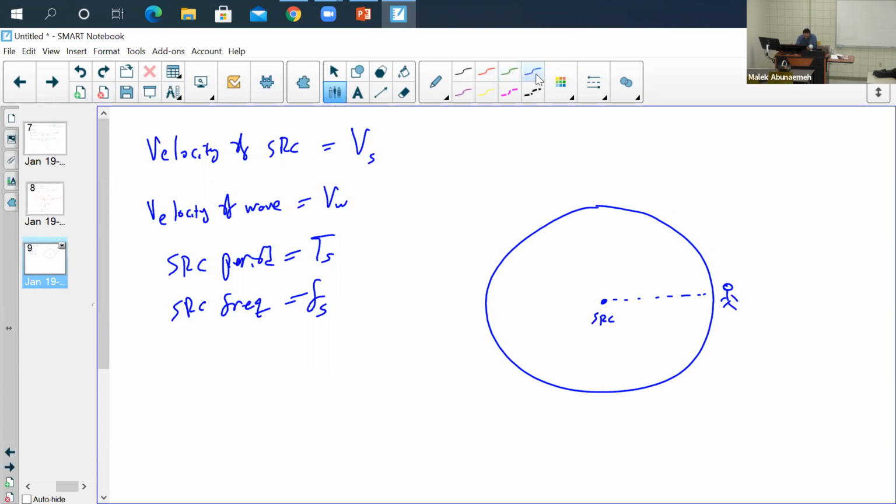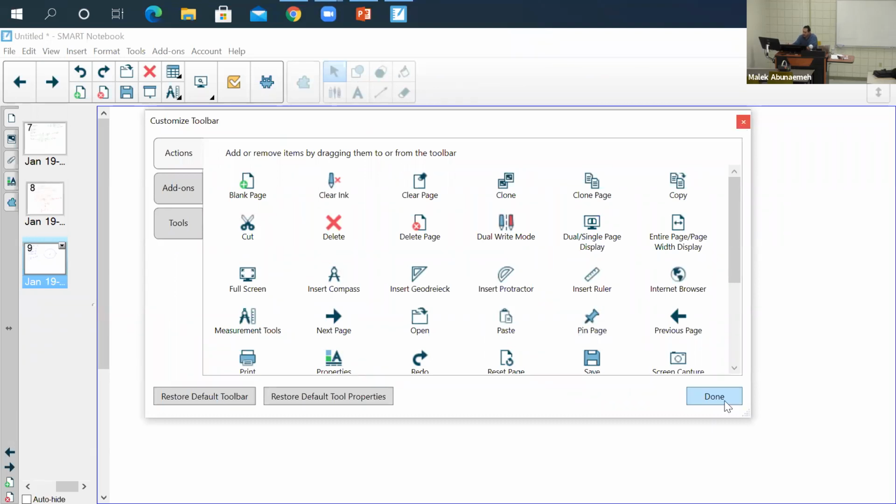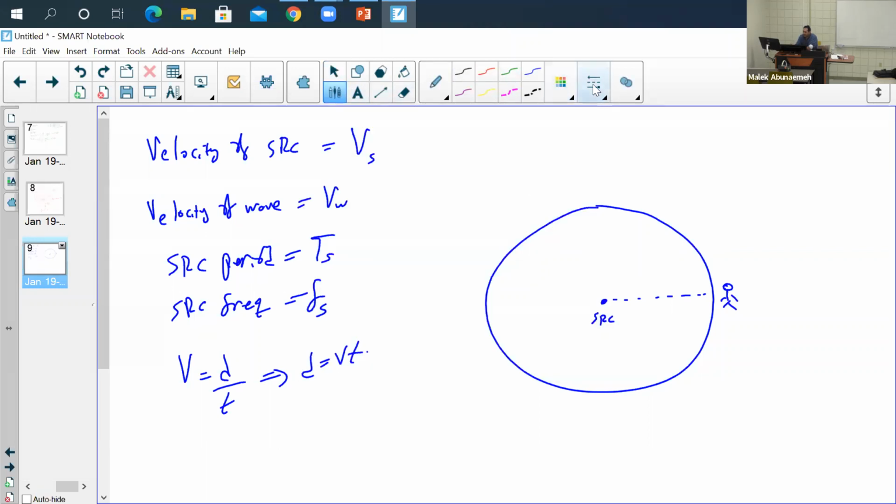Now, your velocity is going to be what? Distance over time. That means your distance is going to equal velocity multiplied by time. That means your distance from the source to the first wave crest, or you can say it's the radius also, is going to equal the velocity of the wave that's coming out multiplied by the period of the source that you got that wave from. Now looking at both of these, that's going to equal lambda, which is going to be your distance.